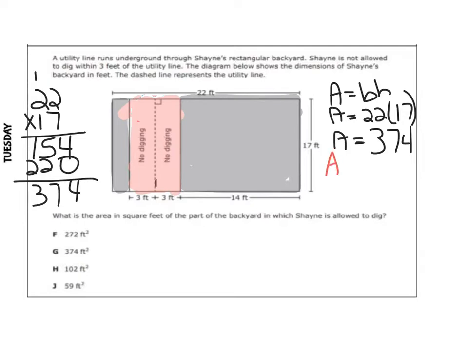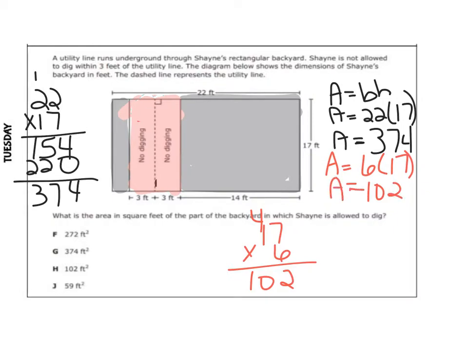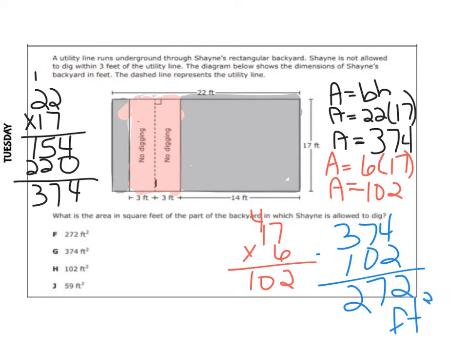So A equals, what's the base? 6. And what's the height? 17. So let's go ahead and do that math. 17 times 6 is 102. Okay, so now what do I need to do? Subtract it. So it's 374 minus 102. So that's 272. So my answer is 272 square feet.